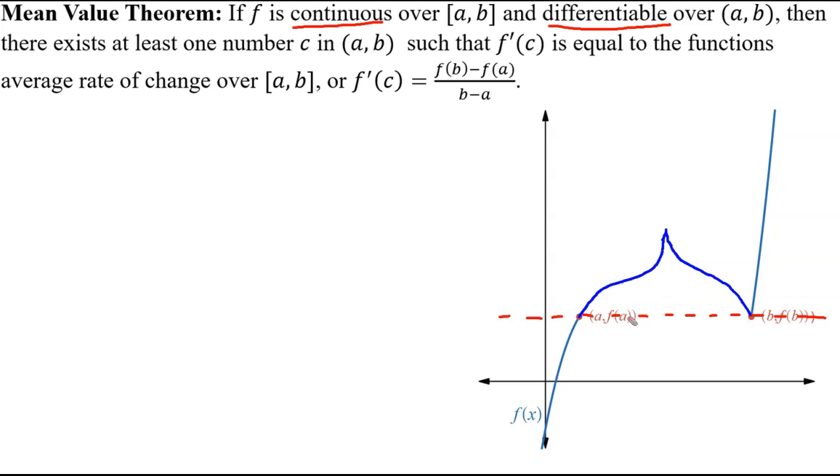What I need to get this 0 for the slope of the tangent line there is a continuous and differentiable function. I need something that's smooth, which is going to have those nice horizontal tangents with a slope of 0 as well. So the big difference with the mean value theorem today is our function needs to be both continuous and differentiable.